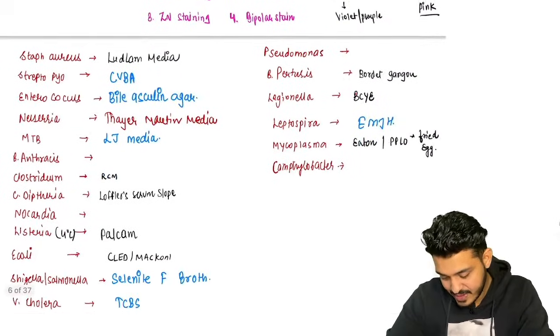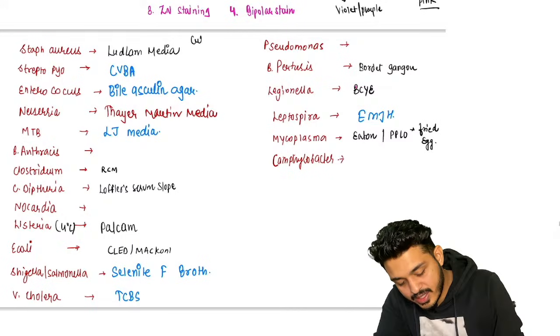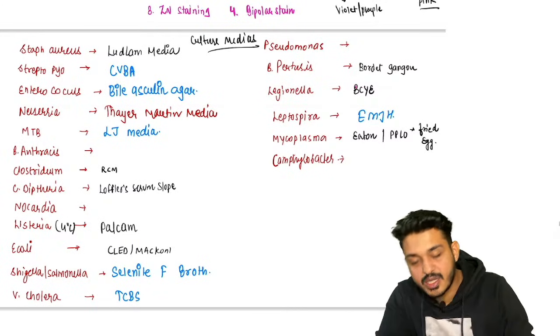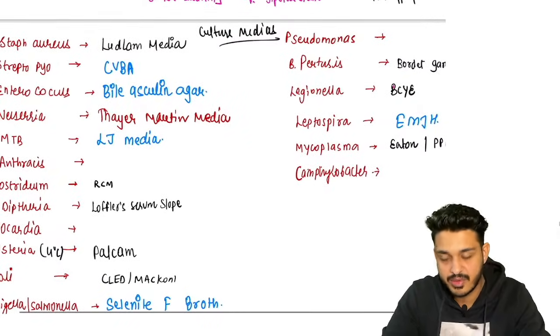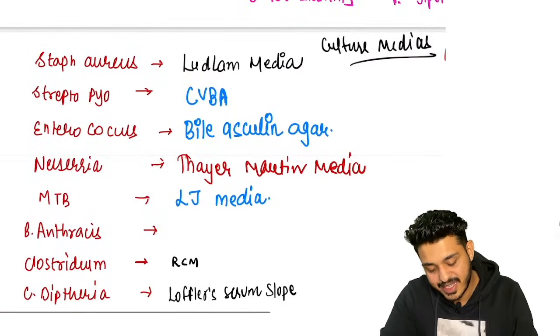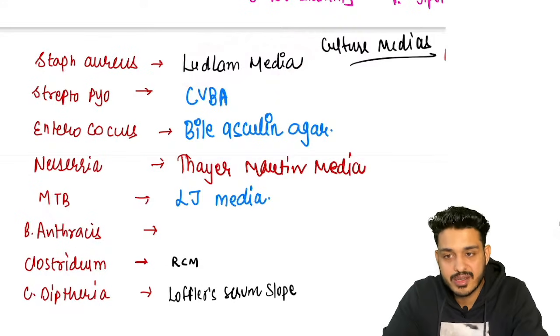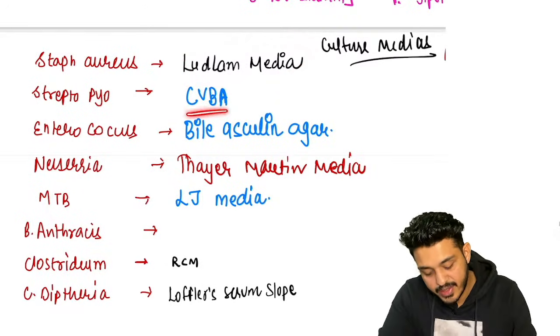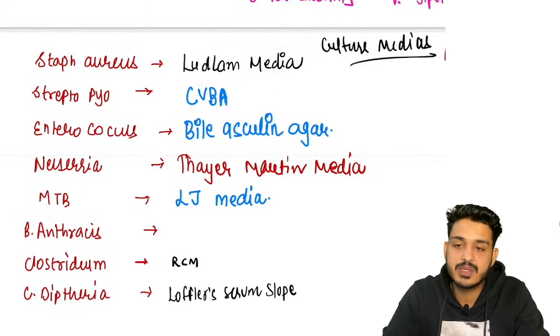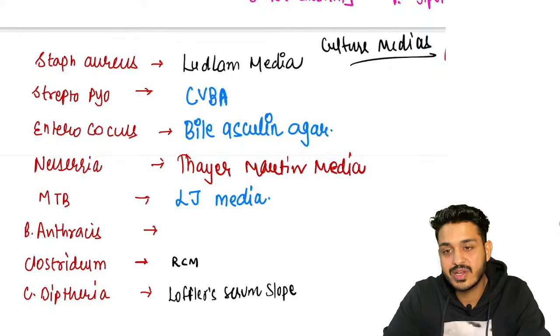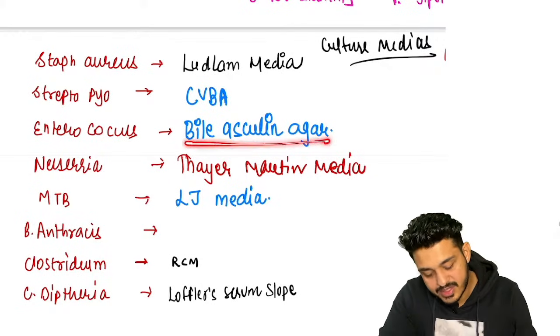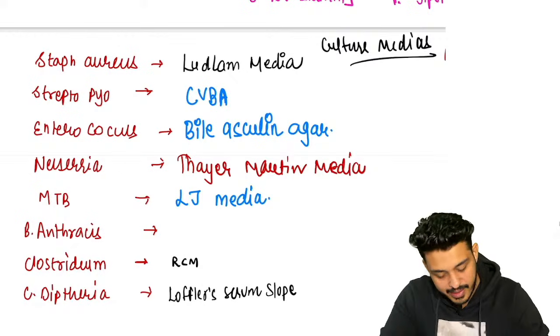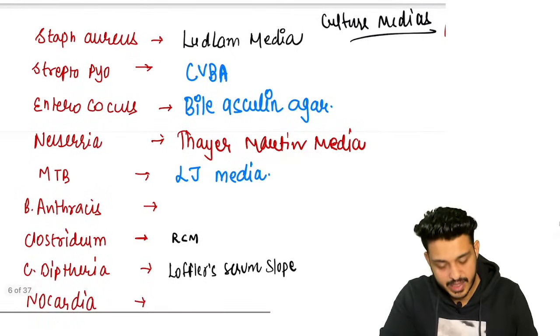Next thing we are having is about all the culture medias. So what are all the culture medias that you have to remember? Staph aureus, we are going to use what? Ludlam's media. For pyogenes, we can use what? CVBA. This is just a table you can see just before your examination. You can fetch 1 mark. Enterococcus is going to be bile esculin agar. Neisseria is going to be Thayer-Martin media.